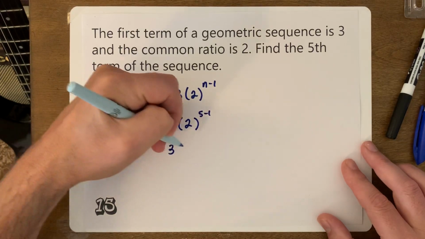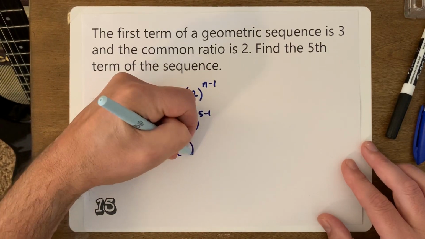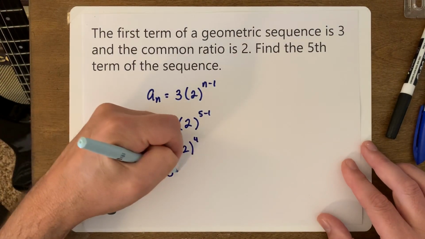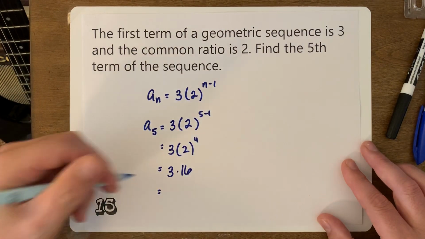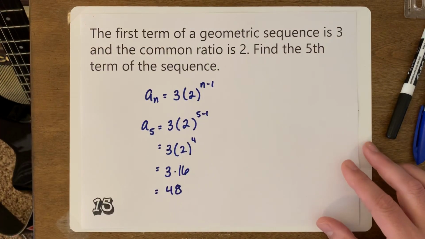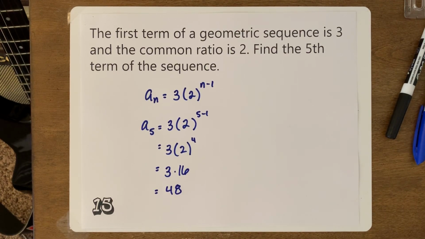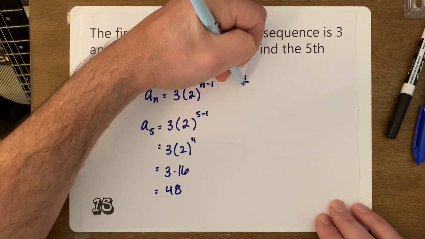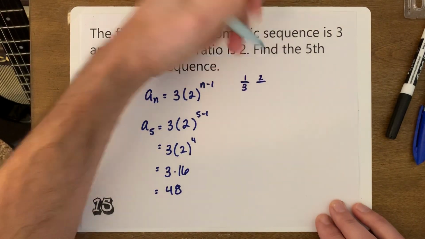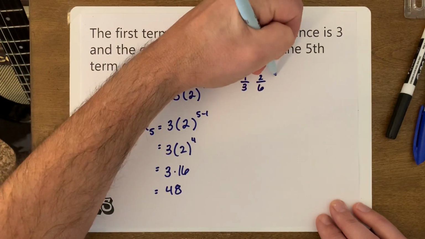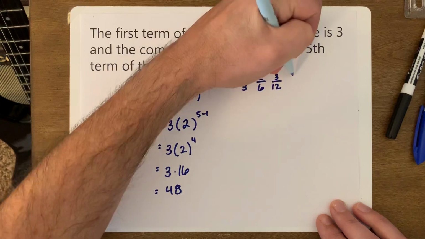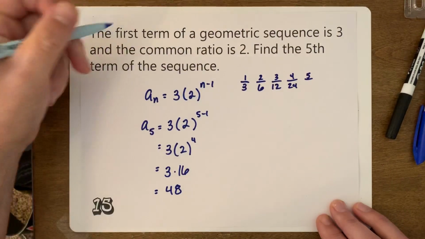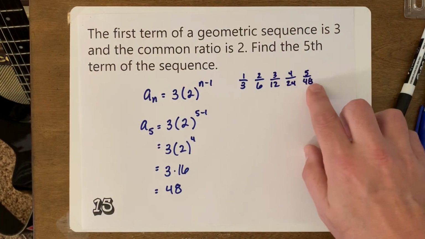All right, 3 times 2 to the 4th. So we have 3 times 2 to the 4th is 16. 3 times 16 is 48. And so the fifth term is going to be 48. You could do it this way, or you could have done it like this. First term 3, right? Common ratio is 2, so 3 times 2 is 6. 6 times 2 is 12. 12 times 2 is 24. 24 times 2 is 48. And there it is right there.